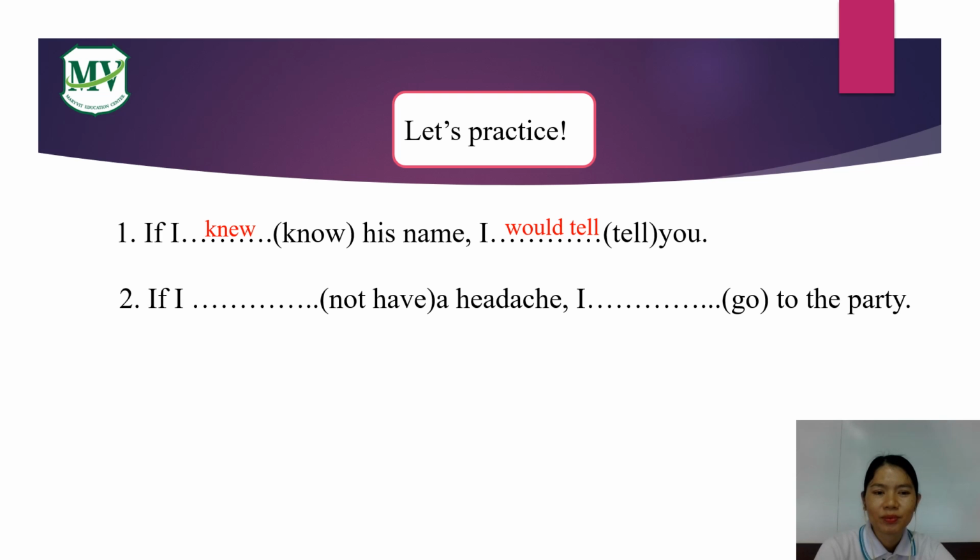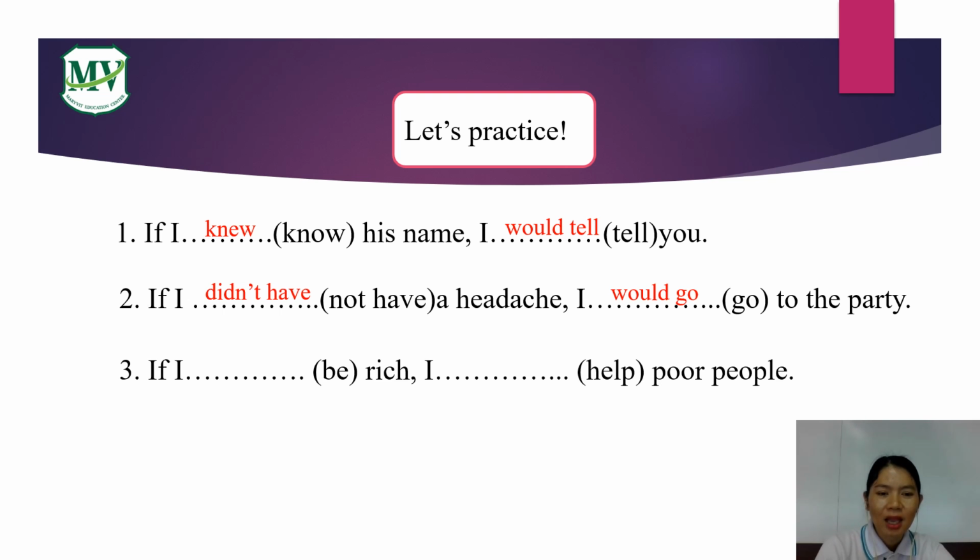Number 2. If I not have a headache, comma, I go to the party. 5 seconds. Go. The answer is, if I didn't have a headache, I would go to the party. Let's read the whole sentence. If I didn't have a headache, I would go to the party. This is the negative form.